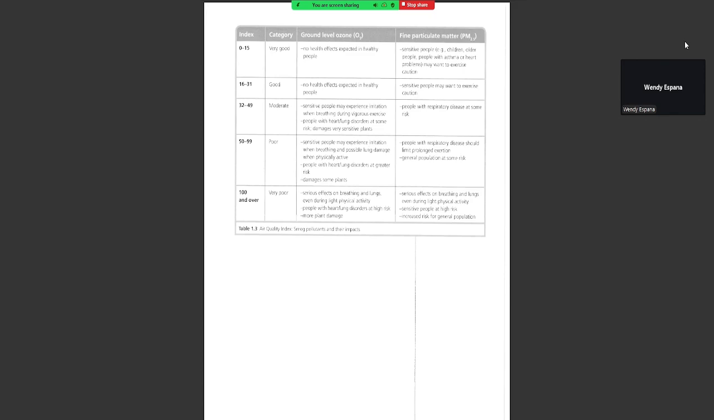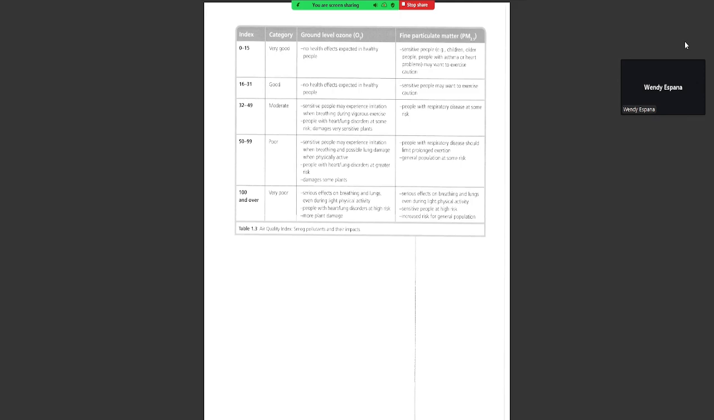That's particles in the air. So this would have been smoke this summer in the air was particulate matter. And so they're giving you the different index ratings and then what it means. If the air quality index is very, very low, that's good. That's what you want. You want it to be low. 0 to 15 is very good. It means there's no health effects, there's no smog.